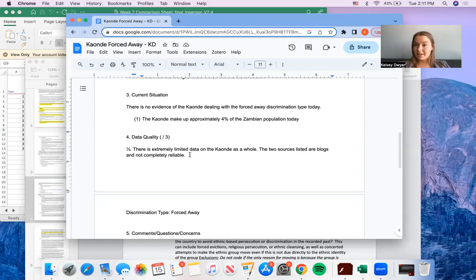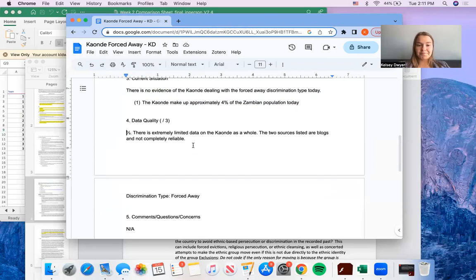So clearly there's not a lot of data here, which is why I gave this a 1 out of 3. Extremely limited. The 2 sources listed were blogs, not completely reliable, not peer-reviewed articles. So very important to include that.